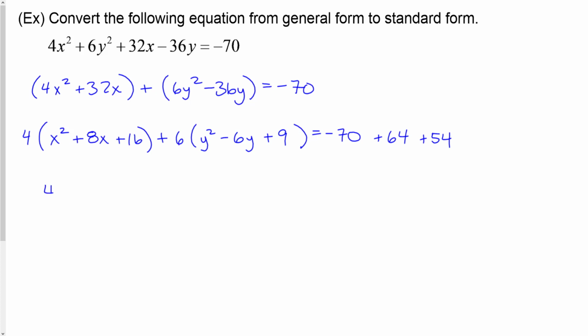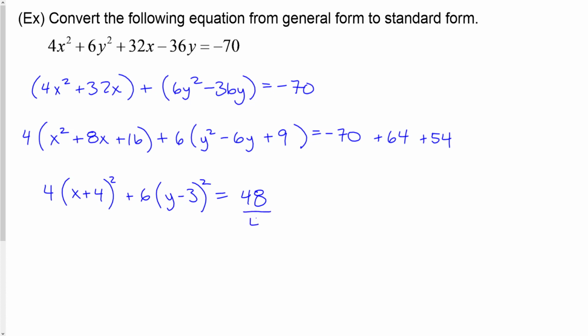So I now have 4 times the quantity x plus half of my b, squared, plus 6 times the quantity y minus half of my b, squared, equals negative 70 plus 64 plus 54. Throw that into your calculator. You should get 48. Now I'm noticing this as a standard form of an ellipse.